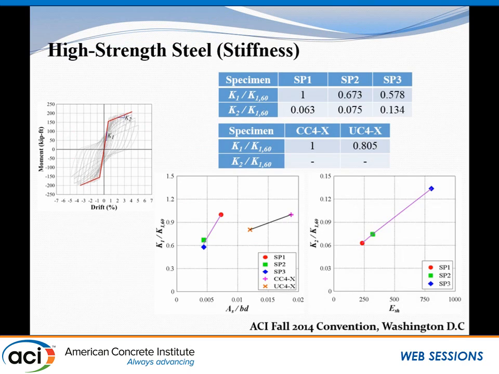And the stiffness is also studied in this presentation. Basically, we constructed a bilinear model for each hysteretic loop, and we found that the linear K1 portion is proportional to the tensile reinforcement ratio. This is the first group of specimens. This is the second group, and the post-yield stiffness seems proportional to the second modulus of the steel. The second modulus is defined as the slope between the yield point and the ultimate point on the steel stress strain curve.